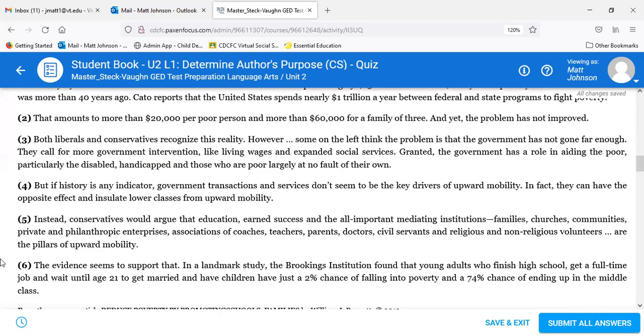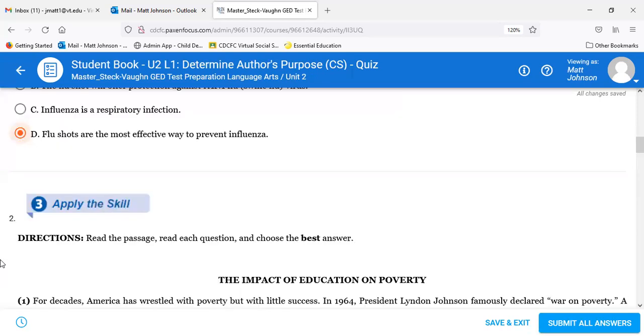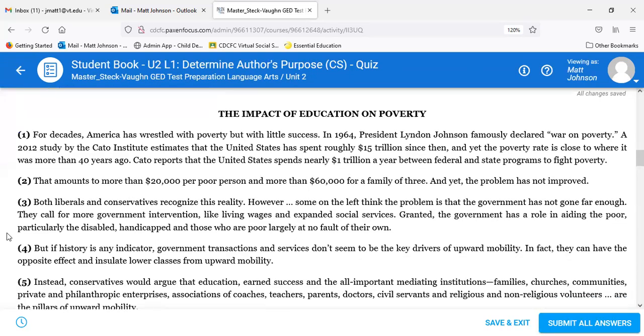And 2, we have a whole lot of reading here. Let's go, Grace. How about 1 through 3 there? Paragraphs 1 through 3. Okay. The impact of education on poverty. For decades, America has wrestled with poverty, but with little success. In 1964, President Lyndon Johnson famously declared war on poverty.